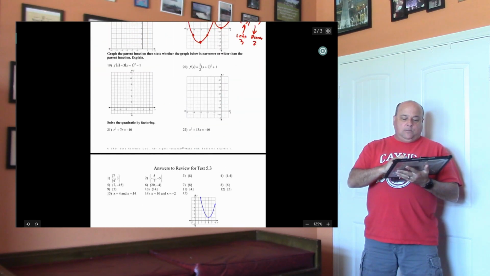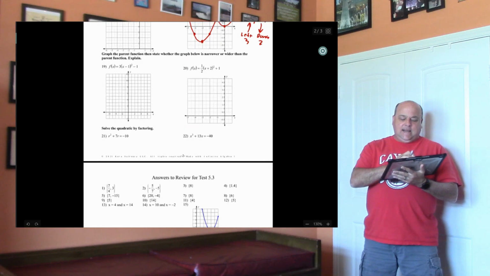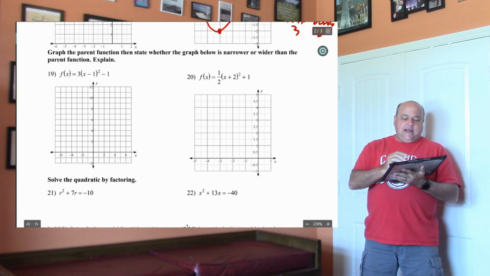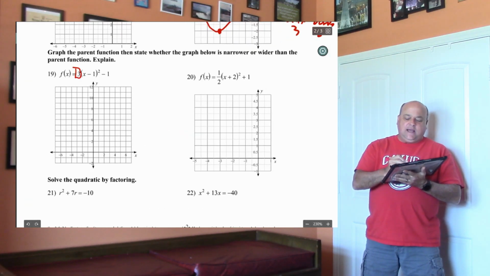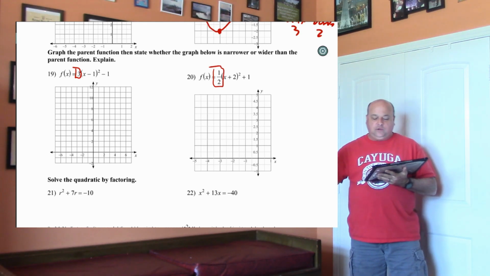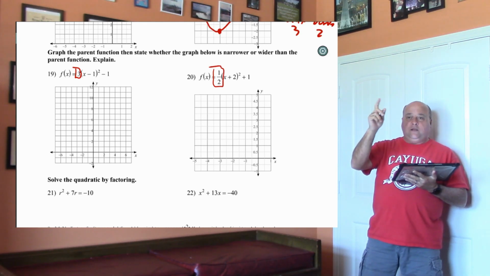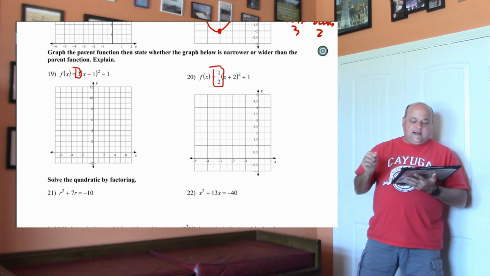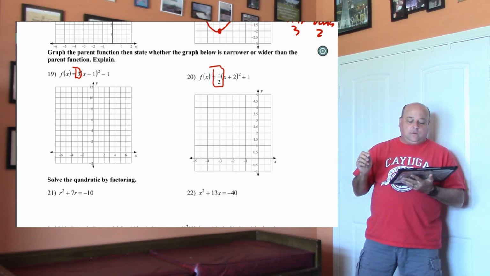Go down to number 19. On 19 and 20, notice we have an A. So that's going to change it, okay? I will do number 20 for you, okay? Because number 19 is going to be a little bit easier because of the graph, okay?